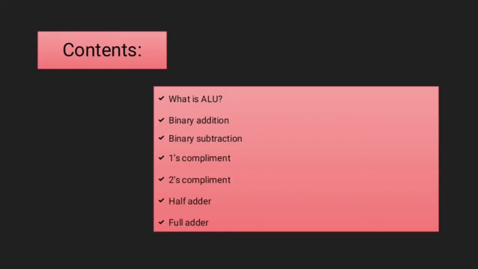Contents: First one, what is ALU? Second one, binary addition. Third one, binary subtraction. Fourth one, ones complement. Fifth one, twos complement. Sixth one, half adder. Seventh one, full adder.